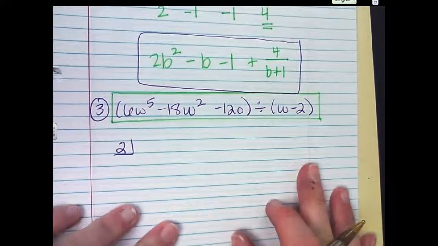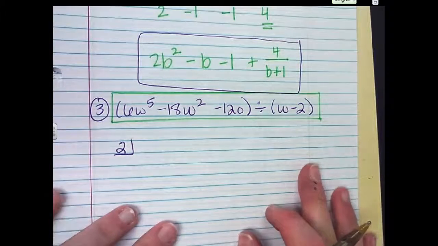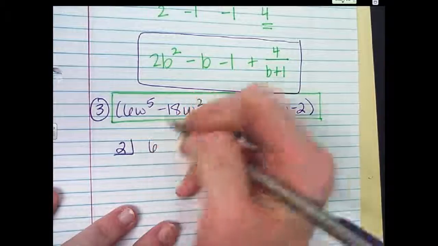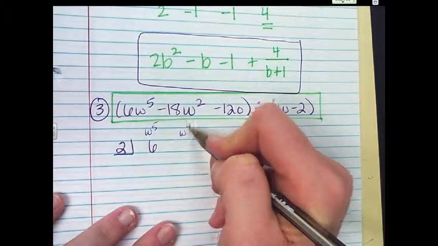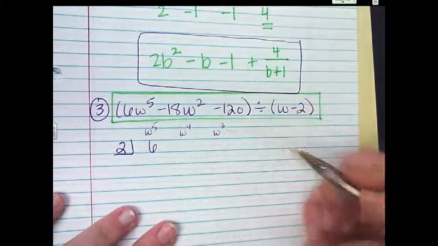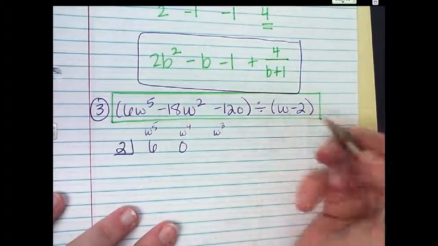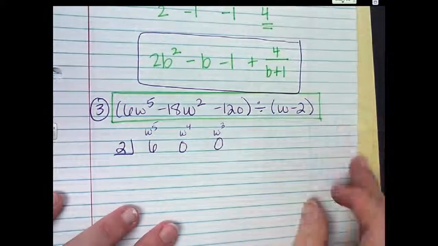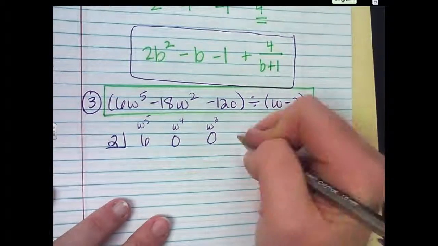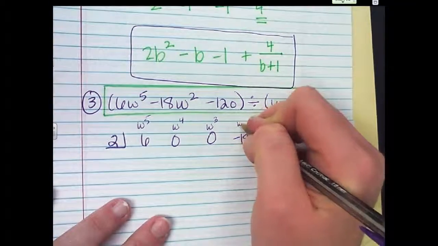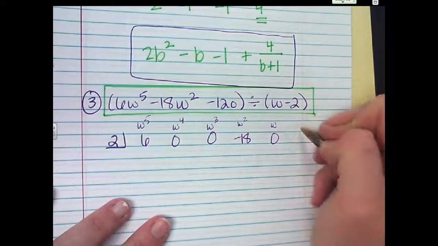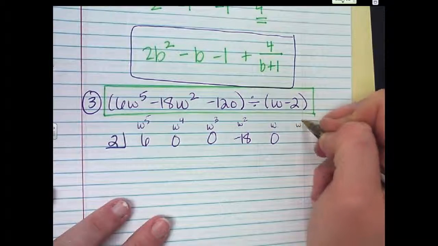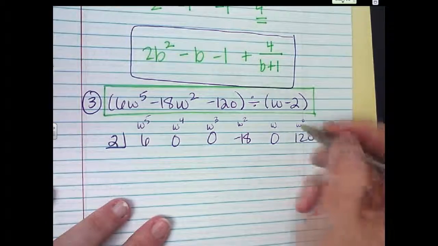Make sure you're putting placeholders in. So you should start with 6, which is w to the 5th, but then it skips w to the 4th and w to the 3rd. So I need a 0 for w to the 4th, a 0 for w to the 3rd. Then I can put in -18, but it also skips w to the 1st, and then last is w to the 0, which is 120. Oh, negative.